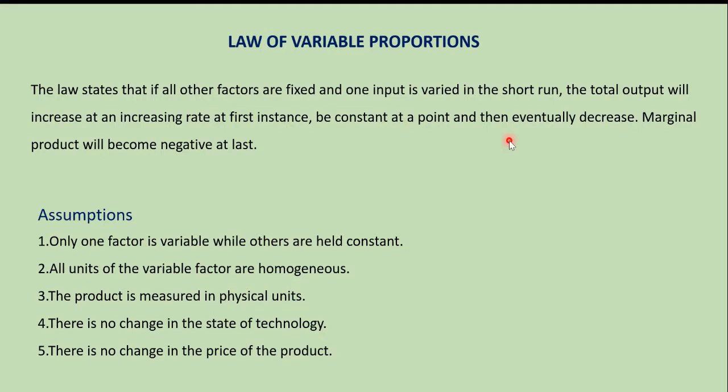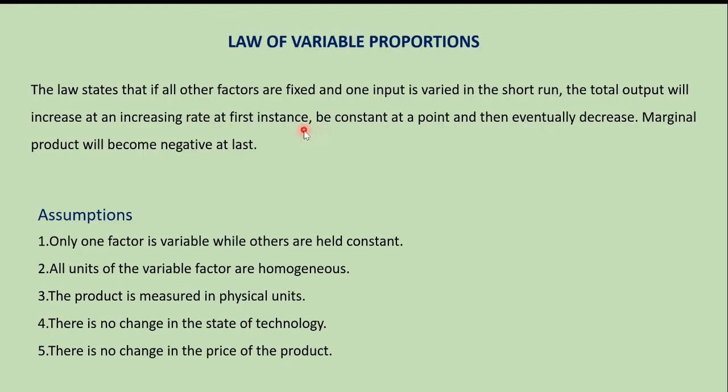What happens if it is like this? The total output will increase. In the beginning it will increase, then it will become constant, and then eventually it will decrease. Marginal product will become negative at last. So this is the law of variable proportion. The law states that if all factors are fixed, one input or one factor is varied in the short run, the total output will increase at an increasing rate at the first instance, be constant at a point, and then eventually decrease. And marginal product will become negative at last.